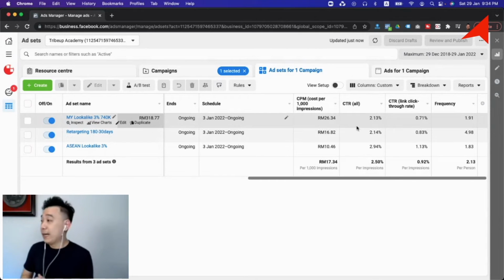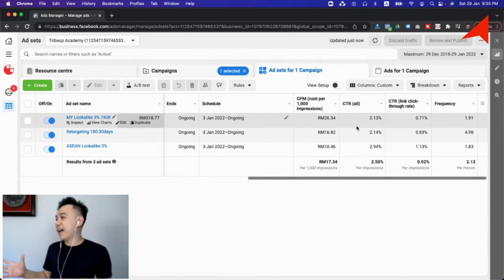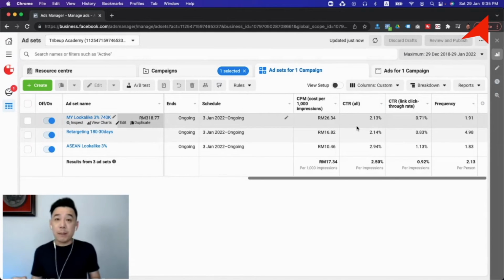or copywriting. Now, the other set of CTR we're looking at here is the CTR link click-through rate. This is really where people click on the call to action buttons or any links that are available in your advertisement. The benchmark for CTR link click-through rate would be 1%. Anything below, as long as it's not too much below, like 0.5 and all that, should be fine. But if it's really low, then you have to look into your creative as well.